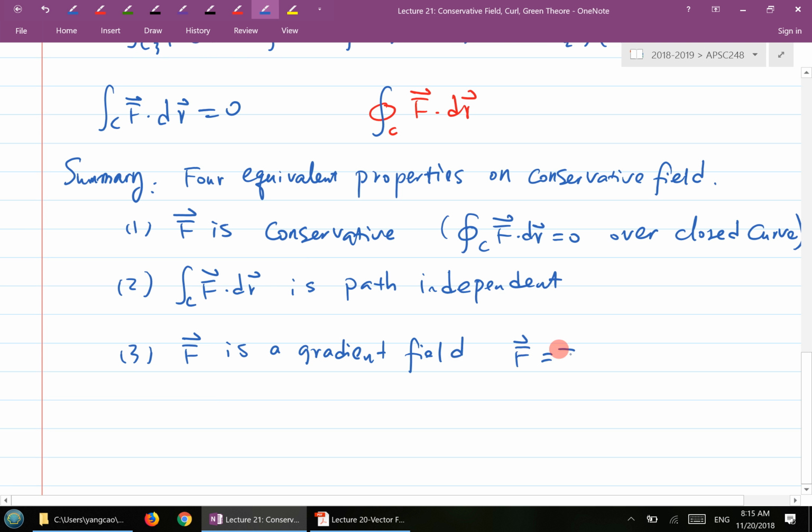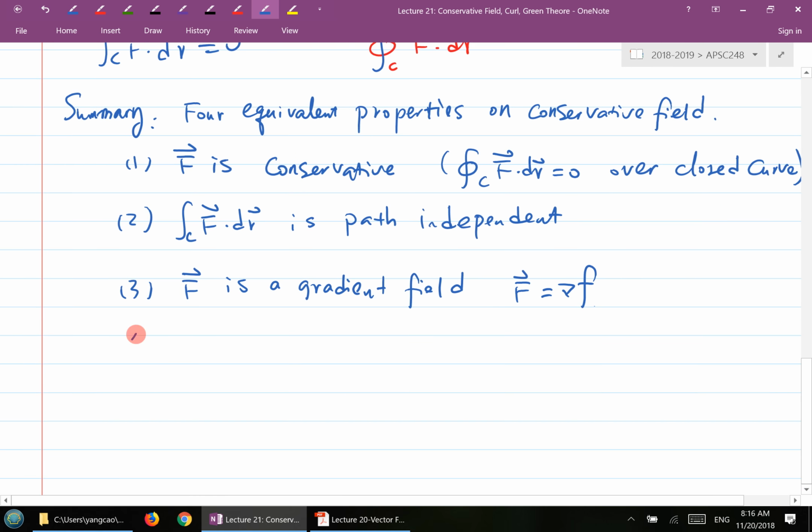What this means is basically this vector field must come from the gradient operation of a certain scalar function. So if it's conservative, then it must have this statement here. If F equals this, then F must be conservative. So that's what we mean by equivalent statement or property. And the last one here has a little bit to do with the differential equation.